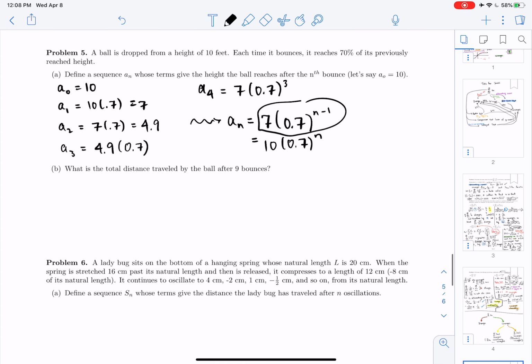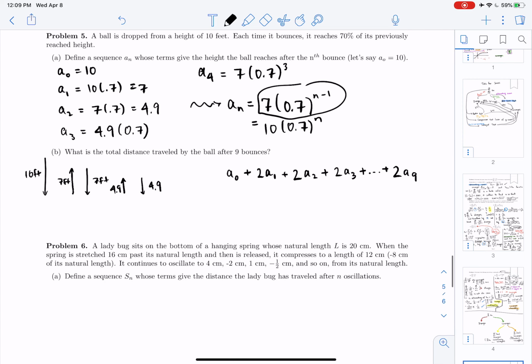Okay, let's just write out a couple things here, because the first time the ball falls, it travels 10 feet, right? Then when it bounces, it comes back up 7 feet and it has to fall that same distance. Then the next time it bounces, it travels upwards 4.9 feet, then it has to fall that distance. So if this continues, what we've got is a naught, the distance it falls the first time, plus twice the height it reaches on its second bounce, plus twice the height it reaches on its third upward bounce. And we just keep doing that, right? All the way through the 9th bounce.